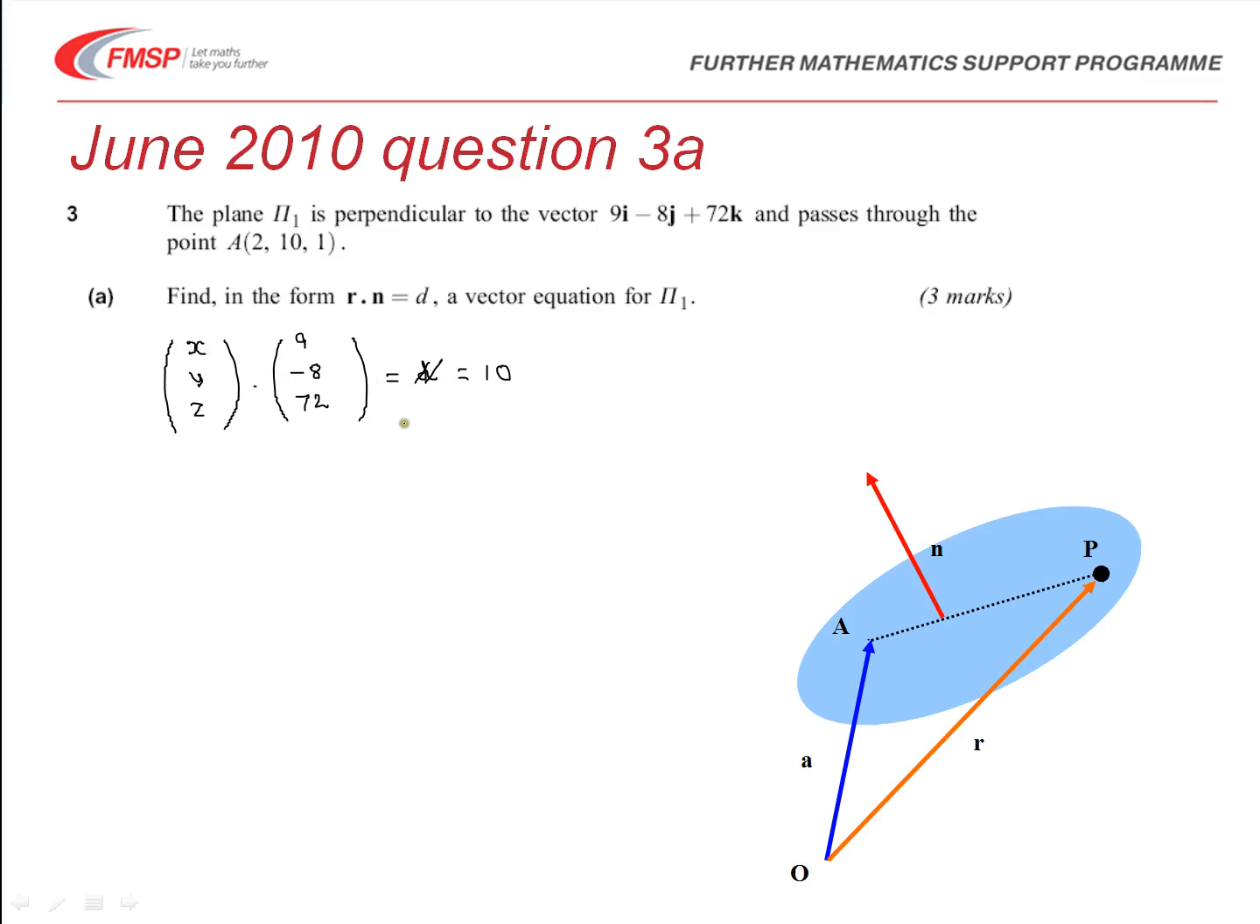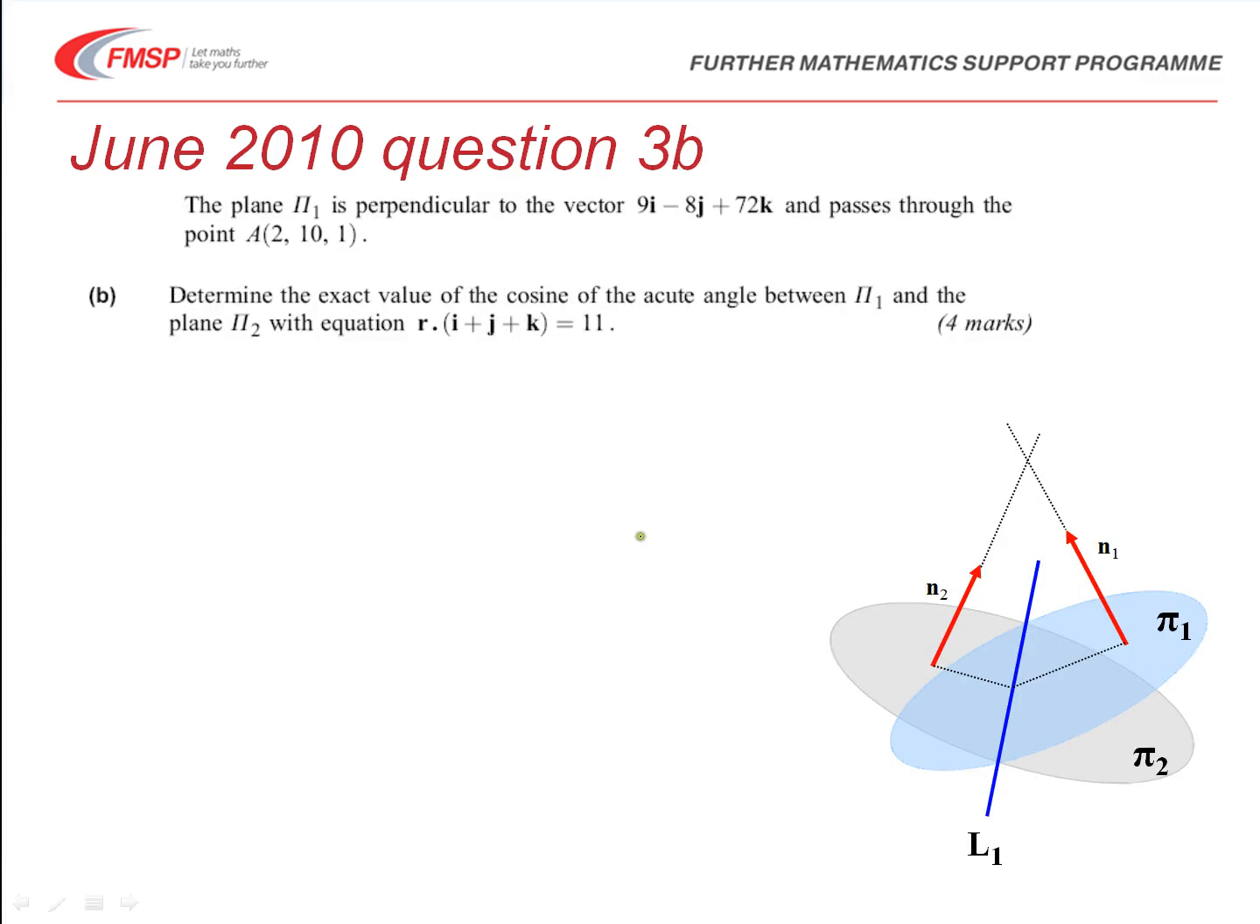Okay, marks for that, well it's 3 marks. So 1 for clearly identifying the normal will be the first issue. Then using the appropriate form of the vector equation will be 1 mark, and obtaining the correct value for d will give you your 3rd mark in here.